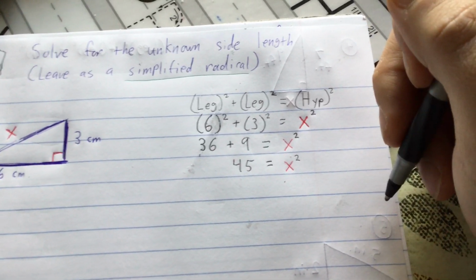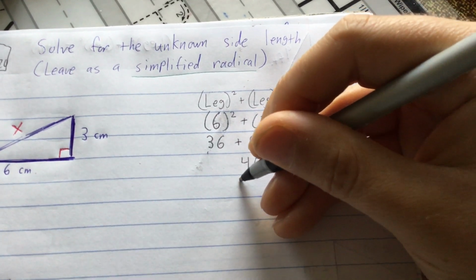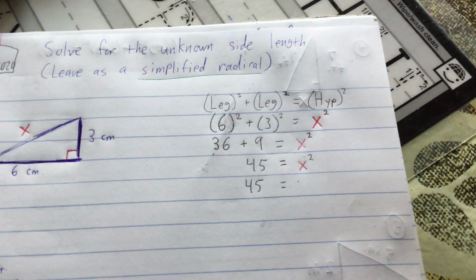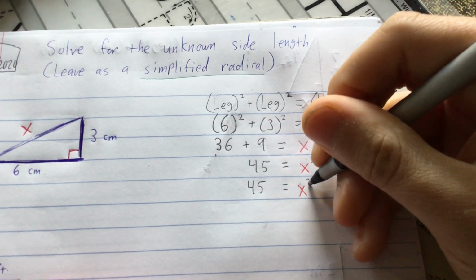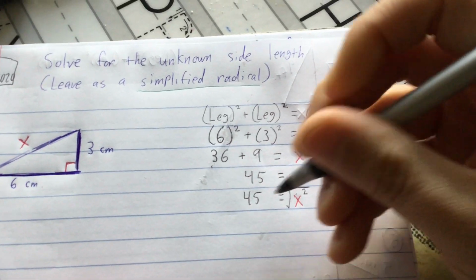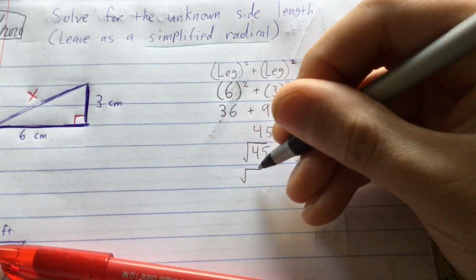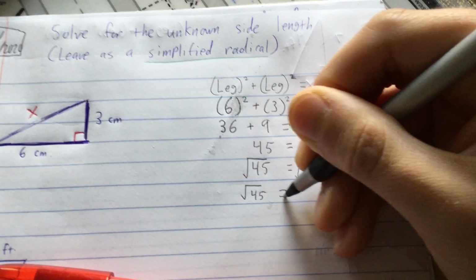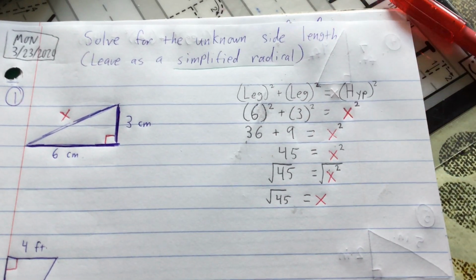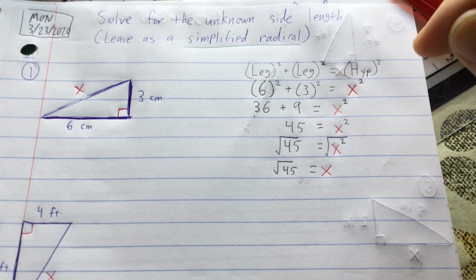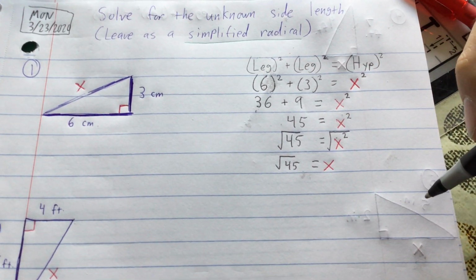How do I isolate x now? Great. I'm going to square root both sides of the equation. So I've got 45 is equal to x squared, and I'm going to undo both sides by square rooting. So basically, x is equal to the square root of 45. But what do the directions say? The directions say leave as a simplified radical. When in doubt, break it up into a multiplication problem. Let's take a look at this problem. What can I break radical 45 into?